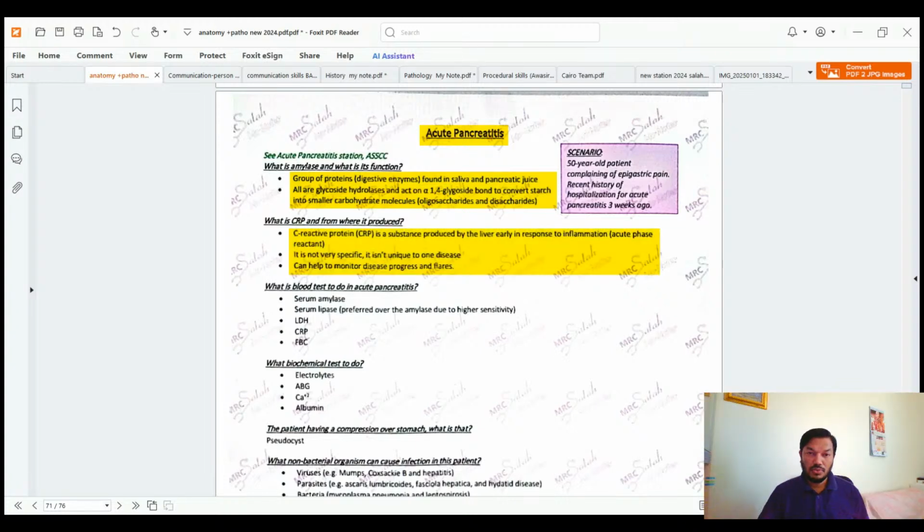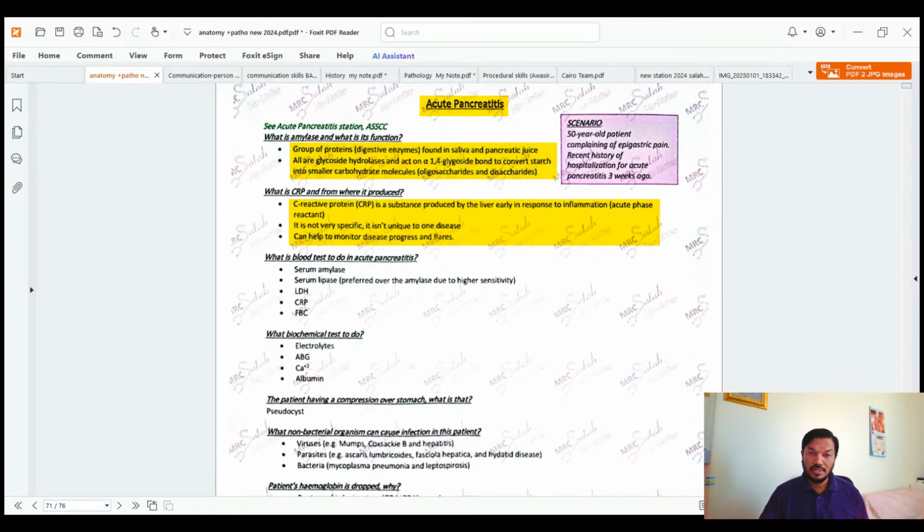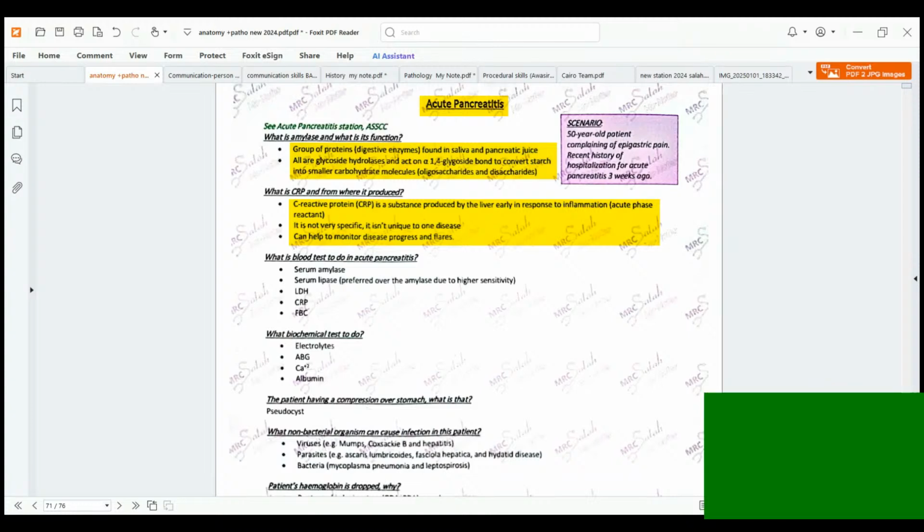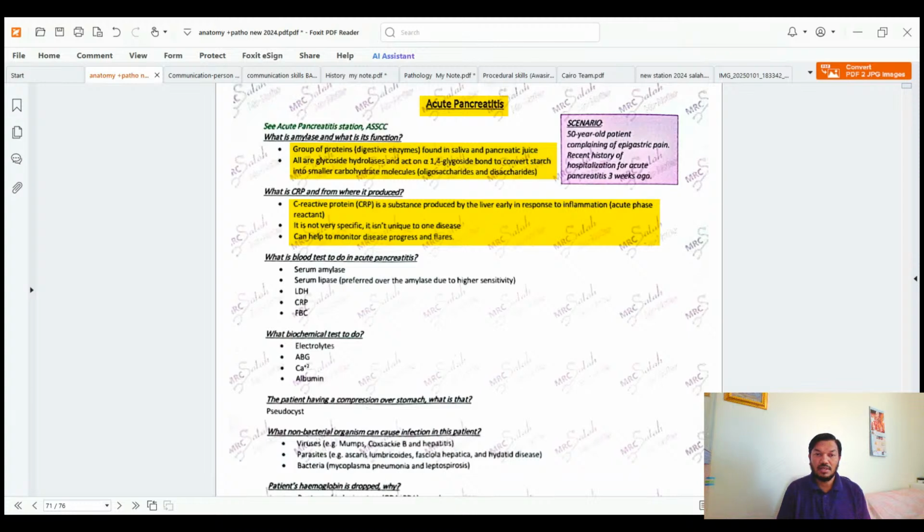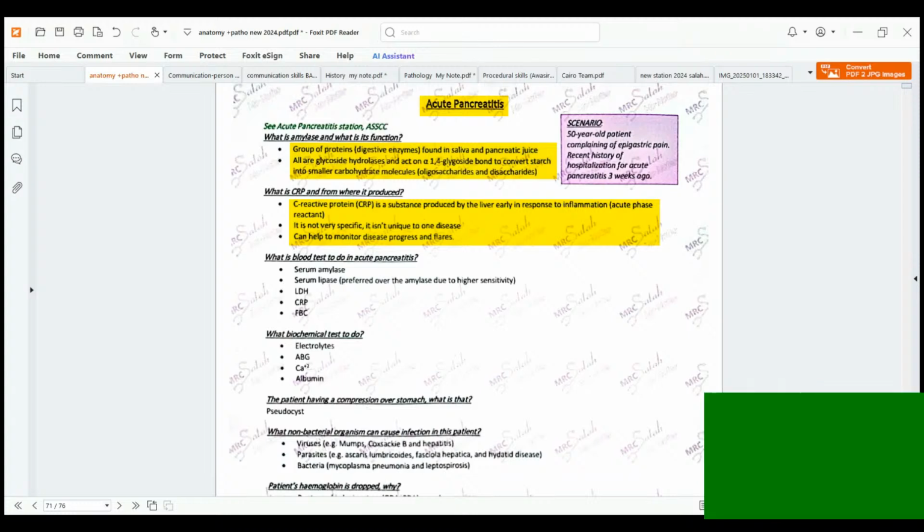What blood tests do we do in acute pancreatitis? Serum amylase, serum lipase, lactate dehydrogenase, CRP. Serum lipase is preferred over amylase due to its high sensitivity. Also lactate dehydrogenase, CRP, and full blood count.